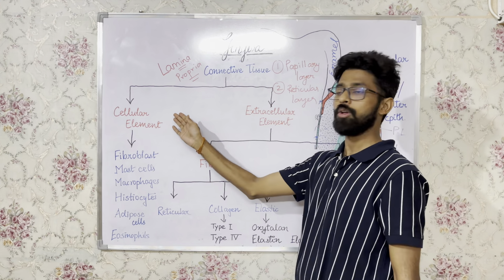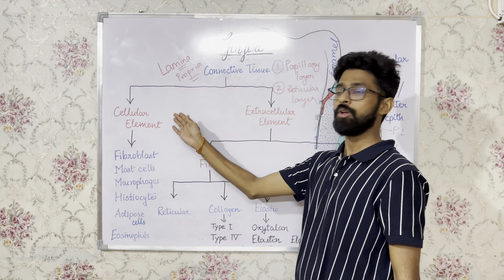In this connective tissue, the cellular elements that are present are fibroblasts, macrophages, mast cells, histiocytes, adipose cells and eosinophils. These 6 types of cells are present in the connective tissue, right? Now coming to the extracellular elements. Extracellular elements are divided into 2 parts. One is the fibers of the gingival connective tissue and then the ground substance.